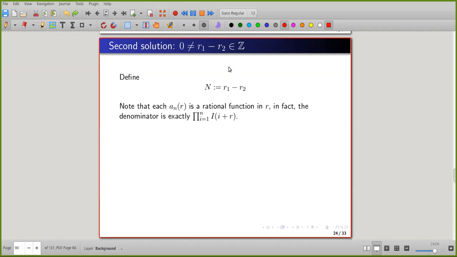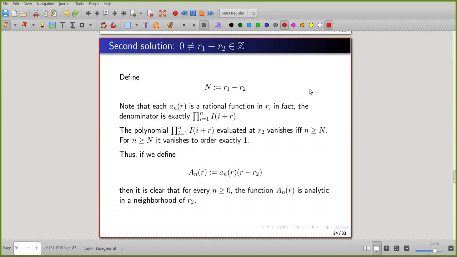So finally, we are in the situation where r1 minus r2 is an integer, and it's a positive integer because we already considered the case when it is 0. So we define capital N to be r1 minus r2. Once again, note that each a_n(r) is a rational function in r. In fact, the denominator is exactly this. Fine, great. This is something which we have already seen.